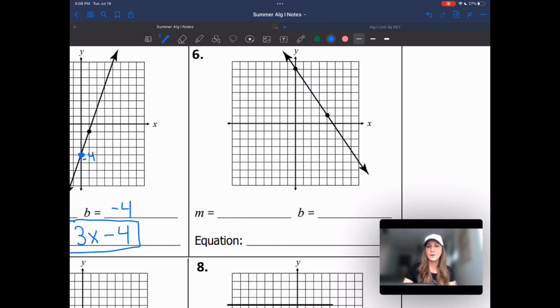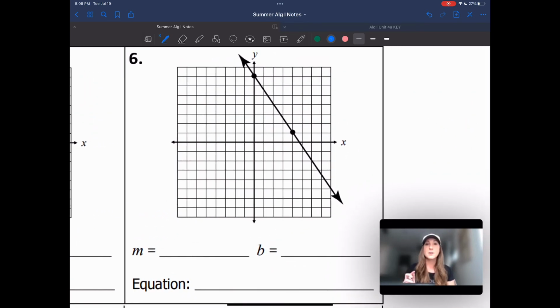Let's try this one. All right, let's first find our slope. So I'm going to pick the points they have highlighted here. I'm going to start with this one. Now we have to go down on this one. Okay, down 1, 2, 3, 4, 5, 6. So it's going to be negative 6. And then over 1, 2, 3, 4. Let me write that off to the side. Negative 6 over 4.